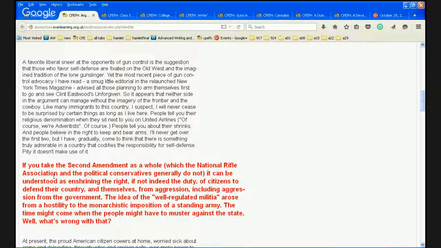The idea of the well-regulated militia arose from a hostility to the monarchistic imposition of a standing army. The time might come when the people might have to muster against the state. Well, what's wrong with that? Okay, this hits the nail right on the head. I've always wondered, why is that point not raised? Because it's so obviously what is meant by the Second Amendment to the Constitution. Does anybody have any thoughts on that?